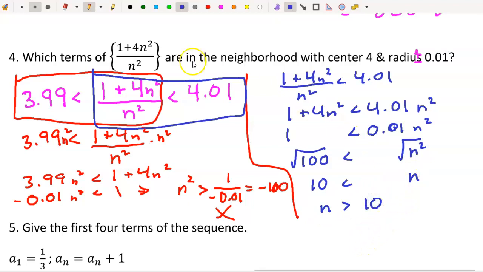And of course, I think it says which terms are in the neighborhood. So 10 is not in the neighborhood. That's at the gate. So our actual answer is going to be everything bigger than 10 that's a natural number, which means it's going to be 11 and up. So the way we write that is n greater than or equal to 11, and that's the answer you want to have. Those are all the terms that are going to be inside the shaded area if we graph this.